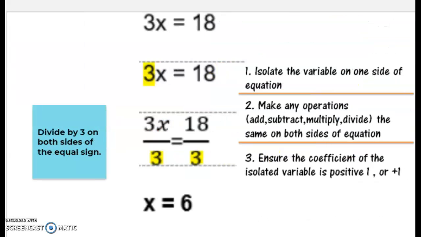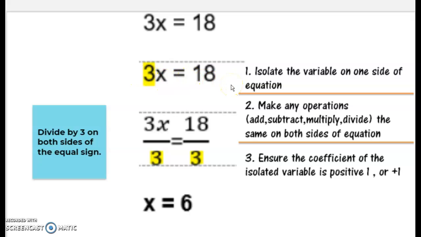Okay, so let's take a look at an example. We have 3x is equal to 18. That means 3 times a number equals 18. Now, x is a very common variable, but it is more than possible you will see other letters. So don't confuse this x with the multiplication symbol. It is just a letter representing a number that we don't know yet. So our coefficient is 3. So 3 times a number is 18.